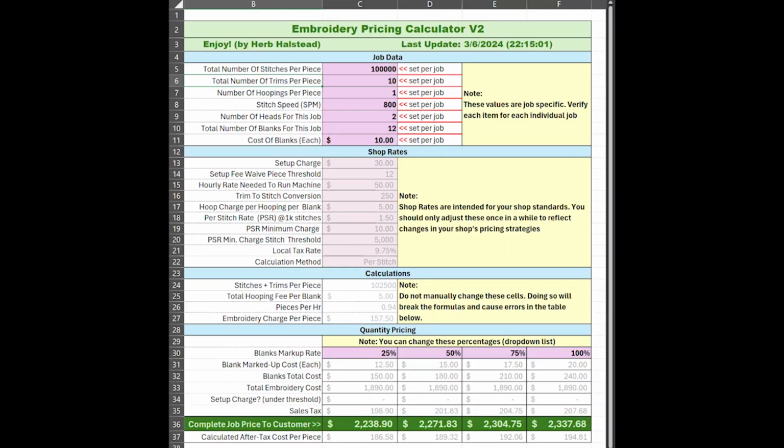From Jackson Graphics, and I just thought I'd show you a little bit about my embroidery calculator. So let's take a look at Embroidery Pricing Calculator version 2. There are a number of new features in this product.